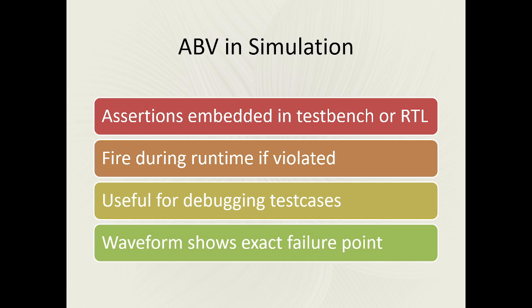So, ABV in simulation. Assertion-based verification in simulation is dynamic checking. Assertions run alongside the test and continuously monitor the signals. If a failure occurs, the simulation logs an error immediately. This helps reduce the reliance on scoreboard-only checking and speeds up debug. So we can get the failure point directly.